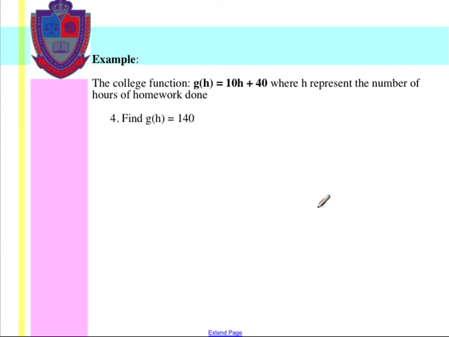The last one for that says, what if I know that g of h is equal to 140 and I want to find, now it's asking you how many hours did this person study so that they can get 140% in the class. So I know what g of h is. It's 10h plus 40 is equal to 140, because it says g of h is equal to 140. I want to know what value, when I plug it in there, is going to give me 140.